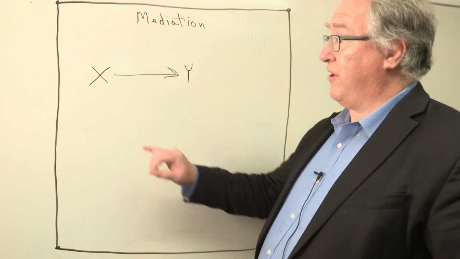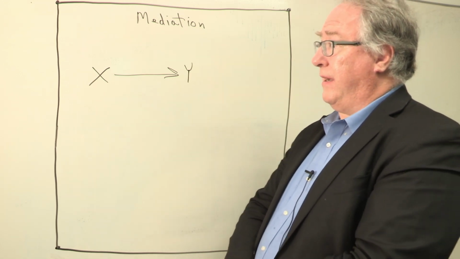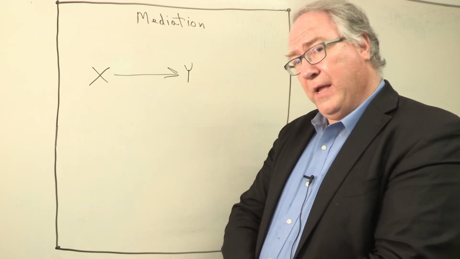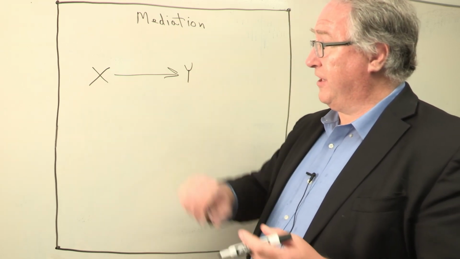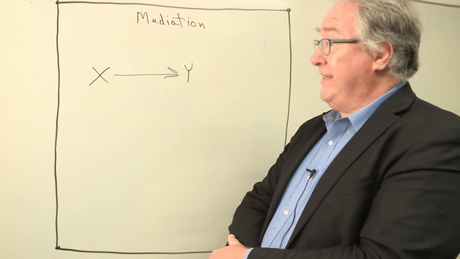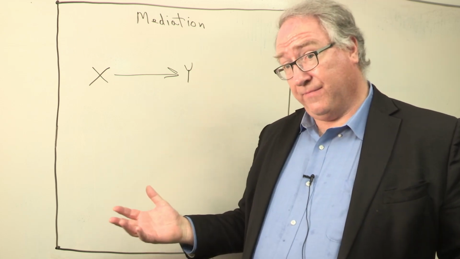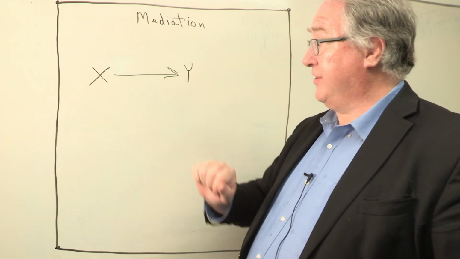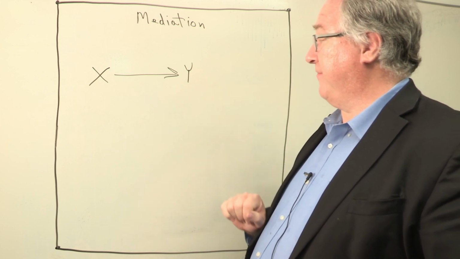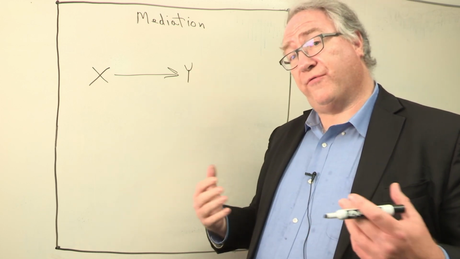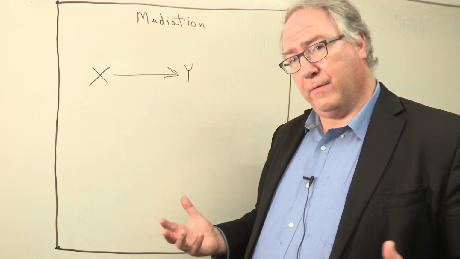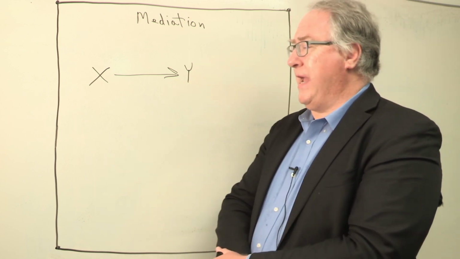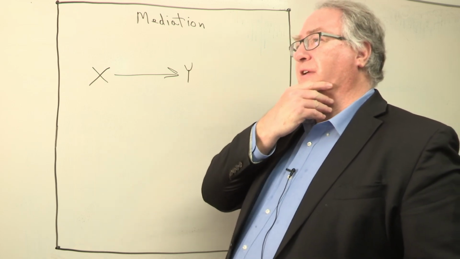Here we have our X variable, an independent variable, which in the context of regression we'd refer to as a predictor variable. And we demonstrate a significant effect of X on our dependent variable, Y, sometimes referred to in regression as our outcome variable.